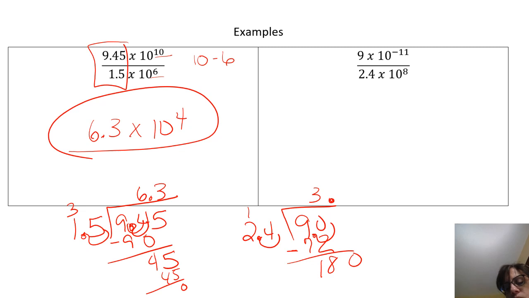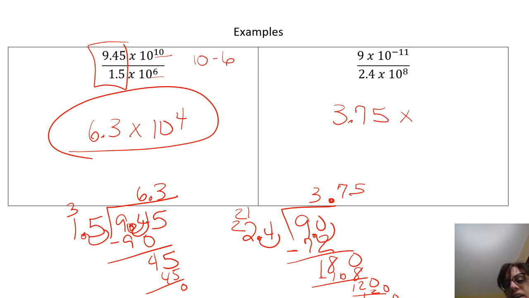Bring down a 0. 24 would go into 180. Let's see here. Would it do it 8 times? Nope, 7 times probably. 7 times 4 is 28. 7 times 2 is 14, plus 2 is 16. Subtract and we get 12. And 24 will go into 120. Let's see here. I believe it's going to be 5 times. And we get our 0. So we're done. It's 3.75, which is a number between 1 and 10.